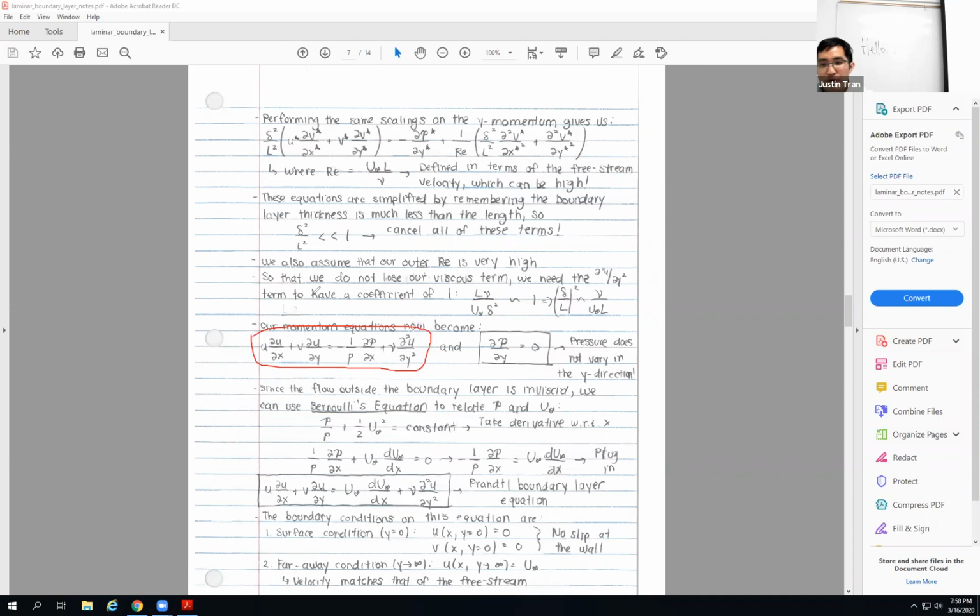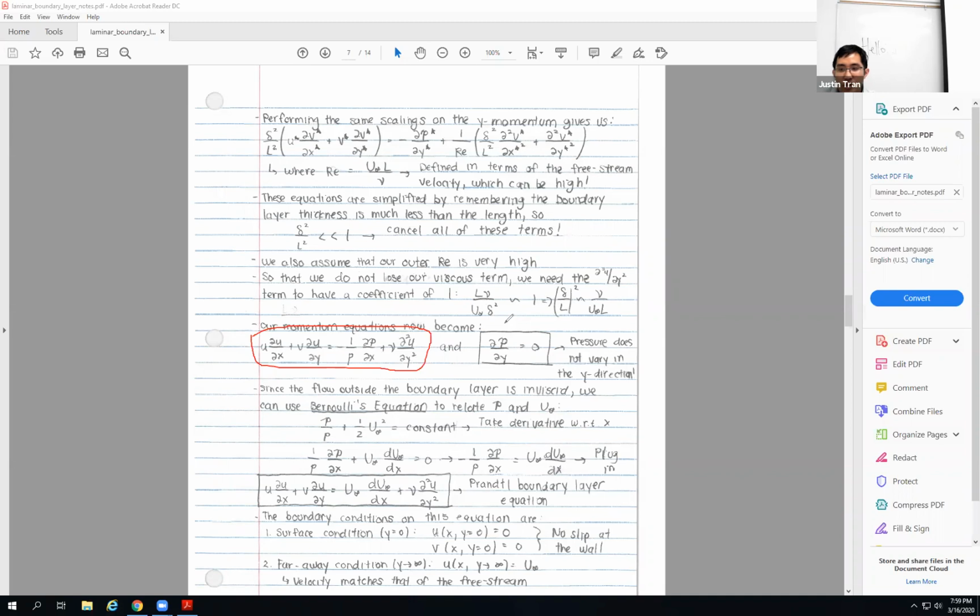So we have both our convective terms. We have u du dx plus v du dy is equal to minus 1 over rho dp dx plus nu d squared u dy squared. So we have almost everyone here except for that one viscous term in the x direction. And then I didn't go over it here, but you can run the same arguments for the y momentum equation.